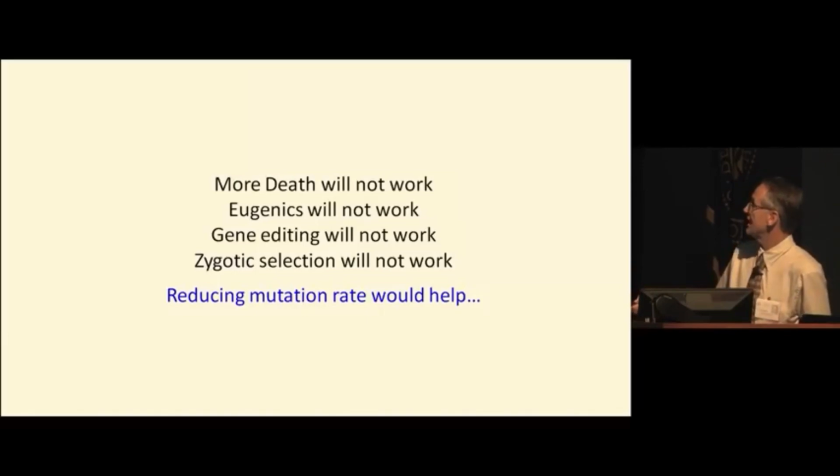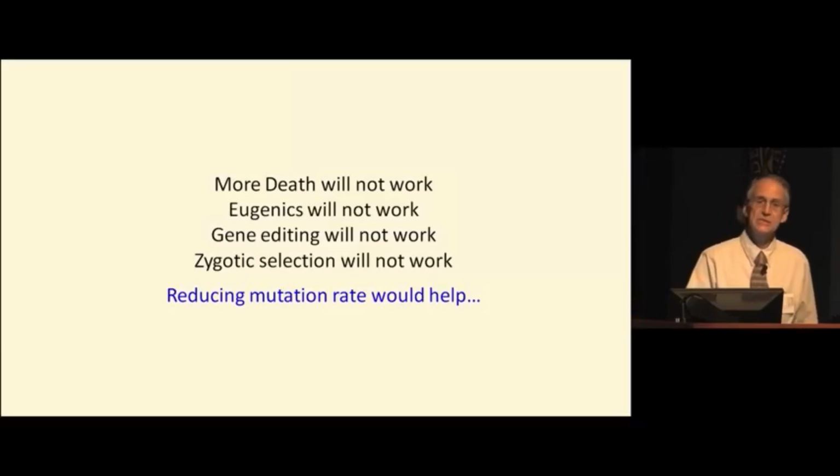We can go to eugenics, not. Eugenics won't solve it. There's many reasons why. Gene editing, well, you could fix 1 or 2 mutations that way in a few people, but it's not a solution for the human population. It can't be applied to millions of mutations. And same thing with zygotic selection. So Dr. Kondrashov talked about these 2 things as kind of a hopeful way to go. I don't think so, because it would be only for rich people. So basically, reducing mutation rate would help. And we should, I believe, do everything we can to reduce the genetic mutation rate and to reduce the epigenetic mutation rate.